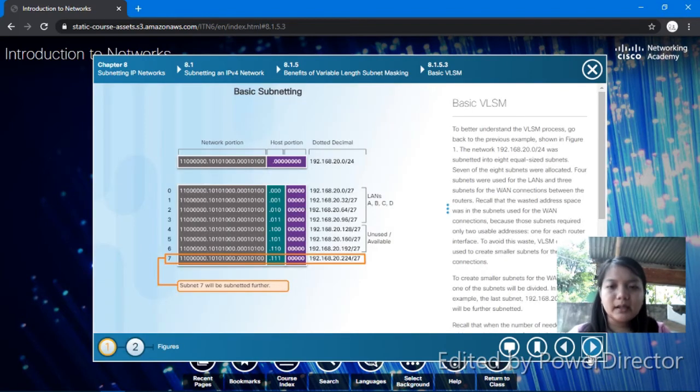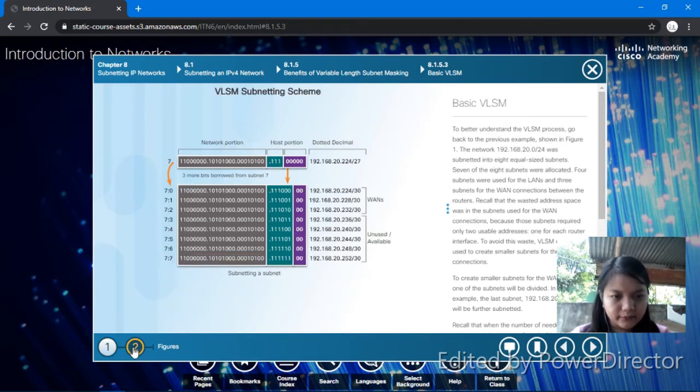Basic VLSM. To better understand the VLSM process, go back to the previous example I showed. So this one, subnet 7 will be subnetted further. Let's try with figure 2. So it becomes this one. This is the network portion, the host portion is this one, and the dotted. Then they convert it into decimal, and this one became the decimal.